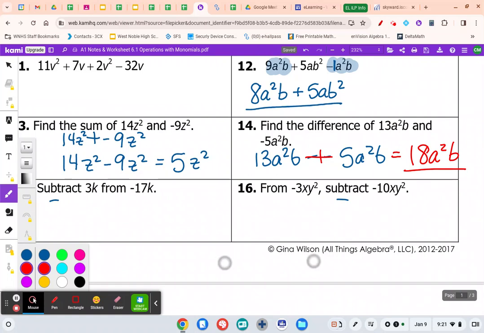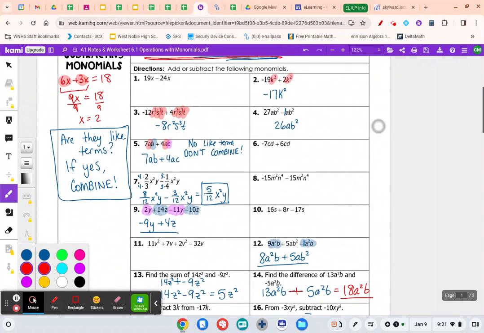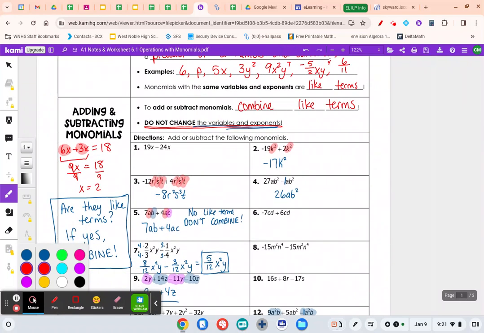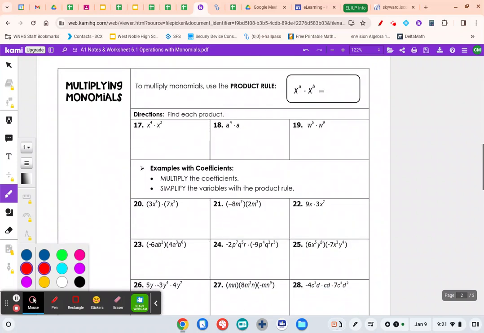So that's addition and subtraction of monomials. You make sure that the terms are alike, and then you combine them, and you don't change the variables and the exponents. Now we're going to continue to multiplying.